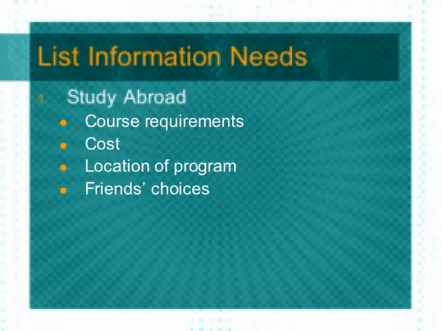Step 2 is to list the information needs of each decision. In regards to studying abroad, this student will need information about the course requirements she must fulfill in order to graduate, the cost of the program, the location of the program, and she will also need to take into consideration the choices her friends make about study abroad.